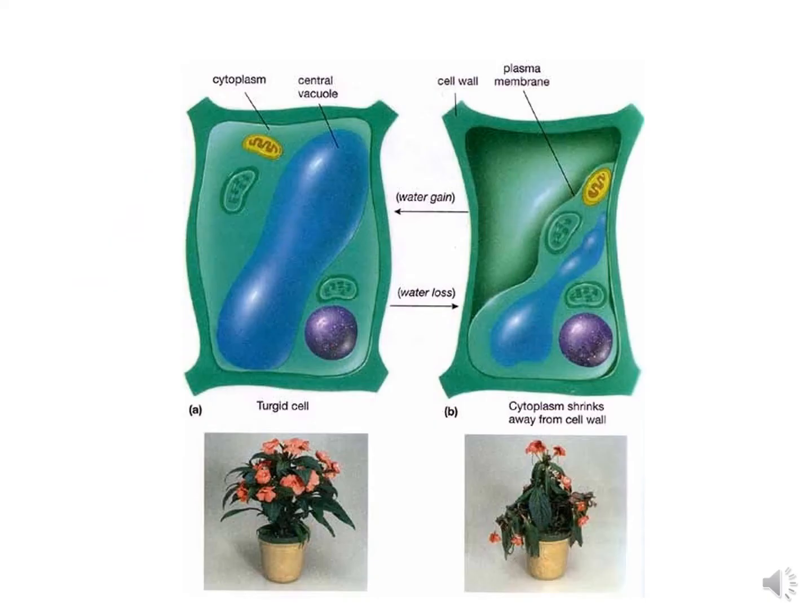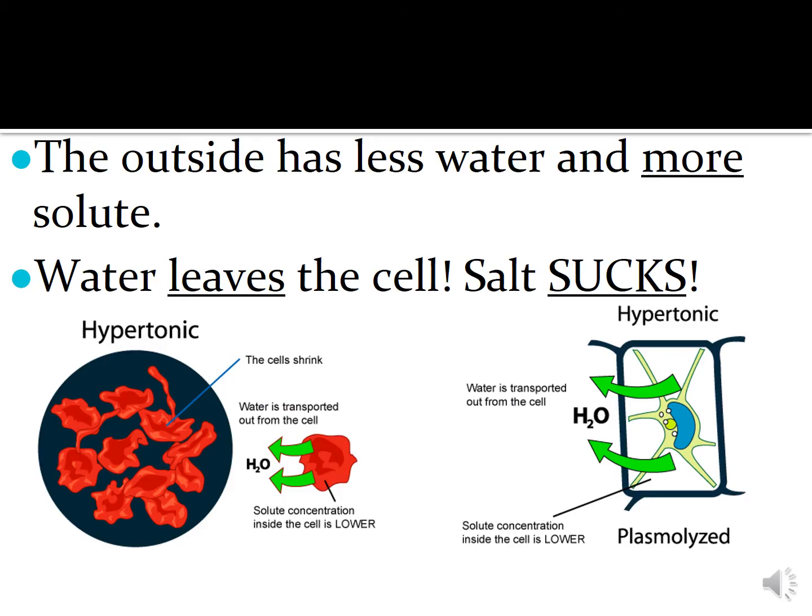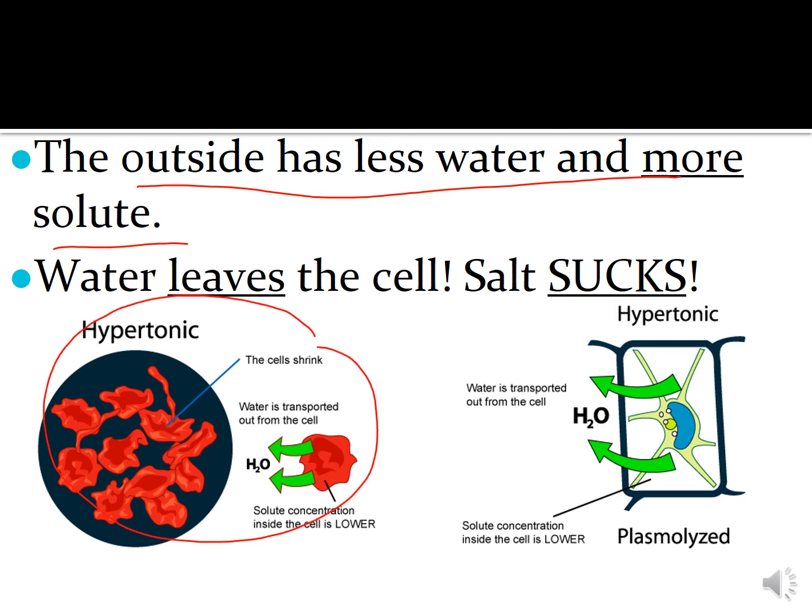So here's a picture. When your plants are living good, looks good, right? Now look at it. As soon as we take the water away. So the outside again has less water and more solute. So now look at this little shriveled up stuff. So water leaves the cell because again, salt sucks. So salt is going to either drain the water or attract the water to where it's at.